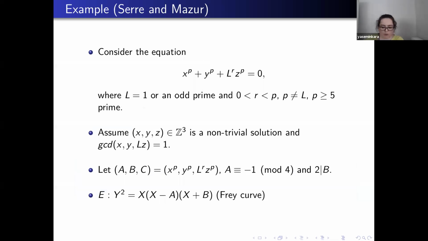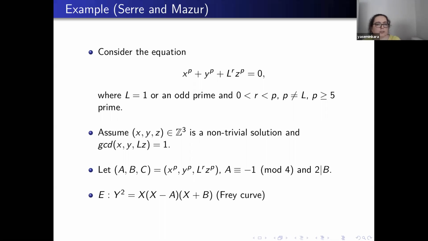Okay, so we look at an example which is given by Serre and Mazur. Serre did this example in his paper where he formulated his famous Serre modularity conjecture. So he considered the equation x to the p plus y to the p plus l to the r z to the p is equal to 0.